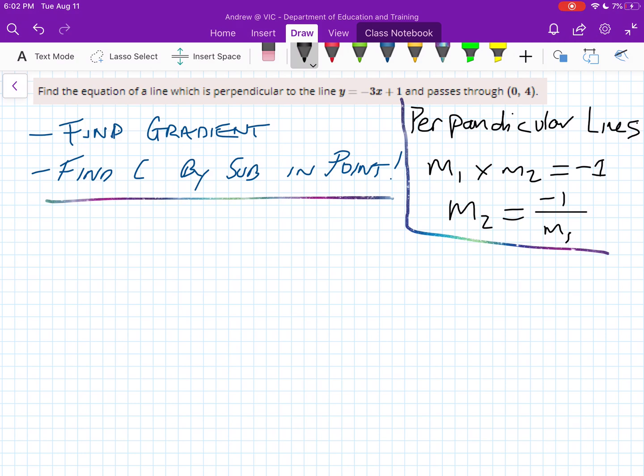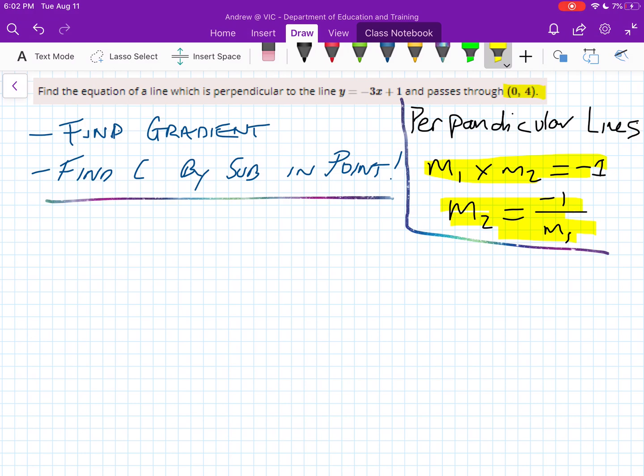Firstly, whenever you think perpendicular line, you need to think of this relationship with the gradient: both the gradients together will multiply to equal -1. If you're trying to find one of the gradients and you know the other one, it's going to be this relationship here. Then, once we've found the gradient, we need to find C by substituting in a known point, and we've got our known point in the question here.